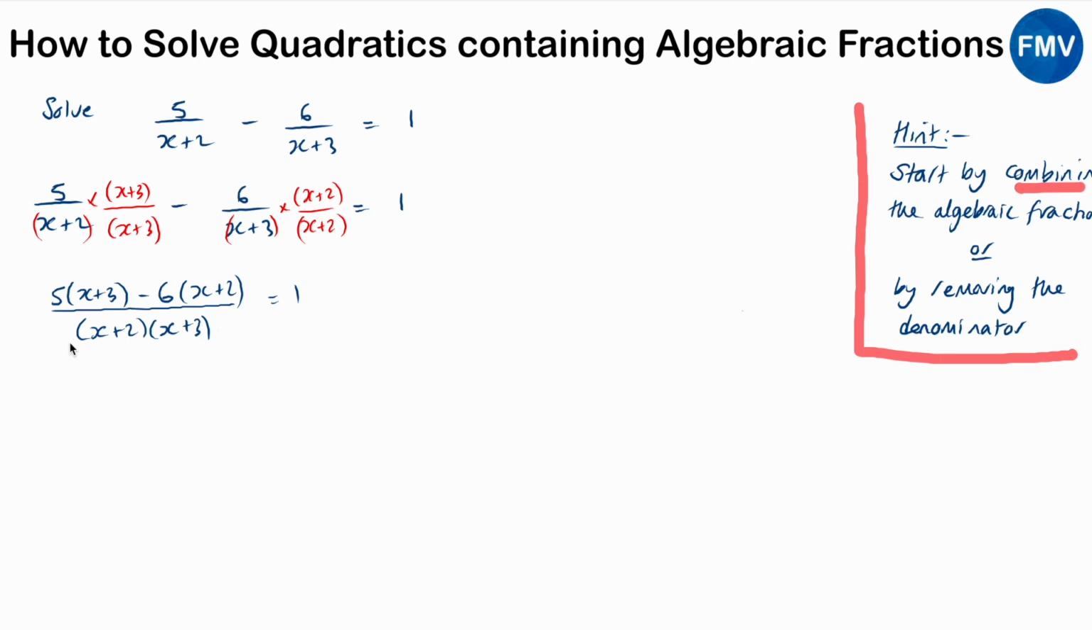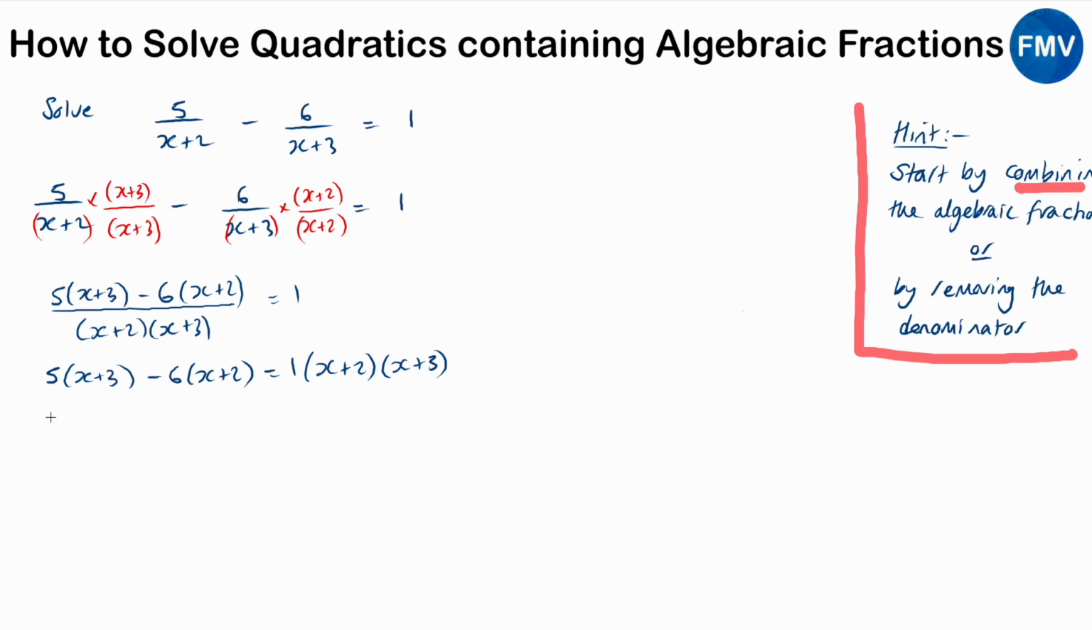And now I can get rid of this denominator by multiplying both the numerator here and the number 1 over here by x plus 2 multiplied by x plus 3. I would now get the numerator on this side left as it was, and over here 1 multiplied by x plus 2 all multiplied by x plus 3. In this case, we don't really need the 1 there. Okay, so all we do now is we expand and we solve.